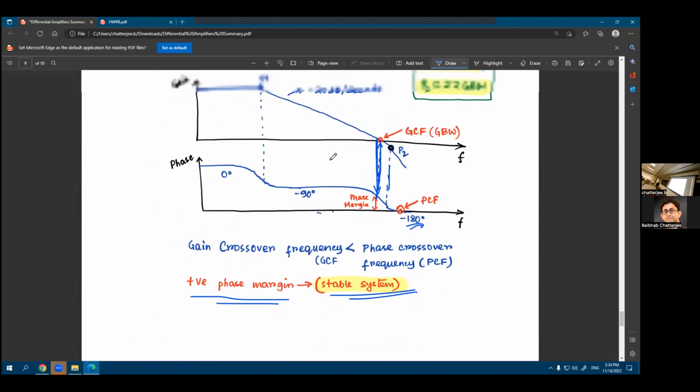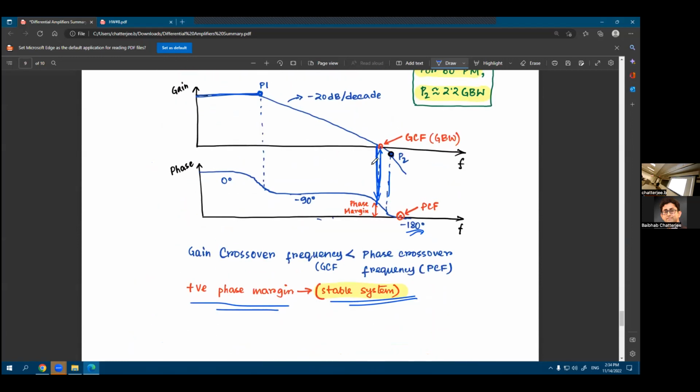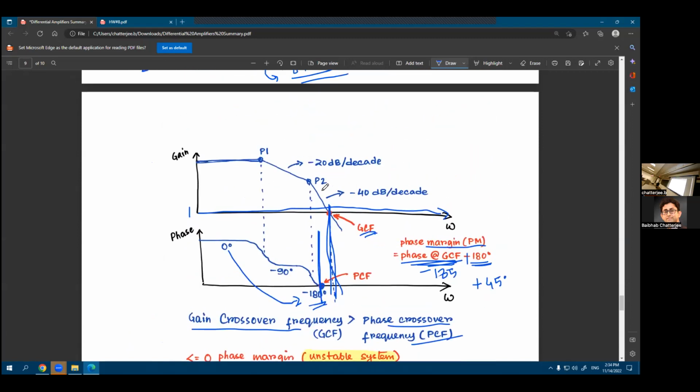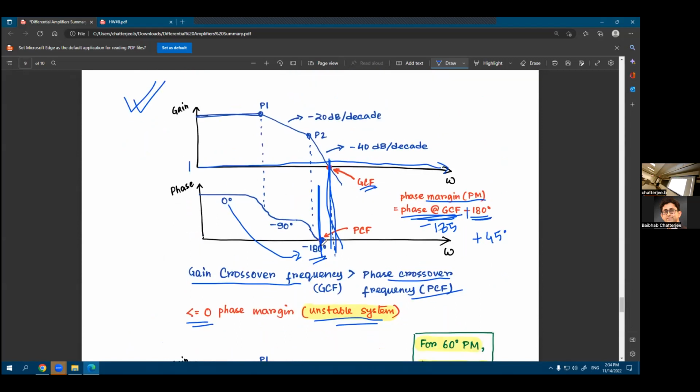If you think about the Bode plot, when does this occur? When do you have an additional 180-degree phase difference with a positive gain? It happens in this scenario, when your phase crossover frequency is before the gain crossover frequency. Remember that on the left-hand side of the gain crossover frequency, your gain is more than 1. This is your gain crossover frequency. On the left-hand side of it, the gain is more than 1.